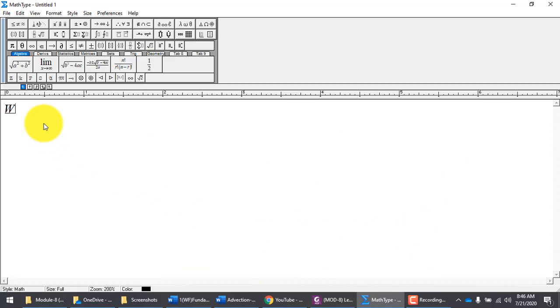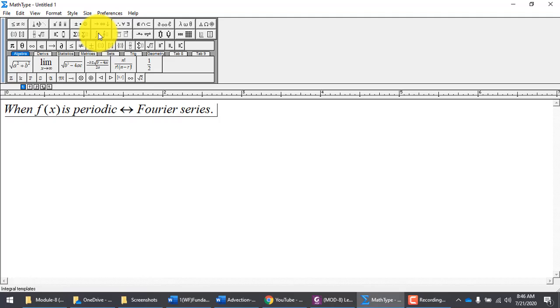So when your function f of x is periodic, what will happen? There is a series formation of that function which is called Fourier series. So this is known from the previous classes. Many of you will know that if a function is periodic, you can talk about its Fourier series. But what happens if it is not periodic?